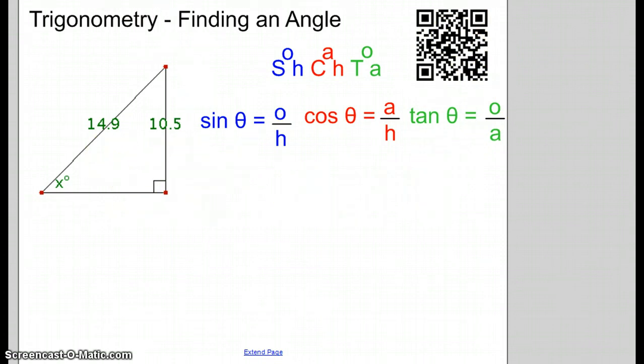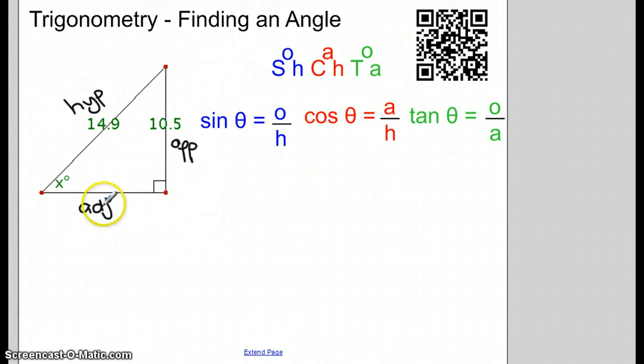First thing we need to do is label the sides. So this triangle here, you can see the angle is in the bottom right hand corner, which means that the 10.5 is opposite the angle, and the 14.9 is the longest side, and that's always the hypotenuse. The one left over here is next to the angle, which makes it the adjacent.